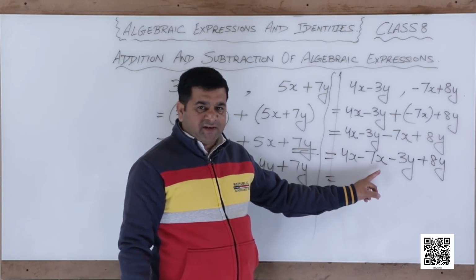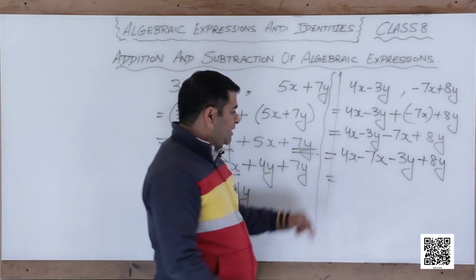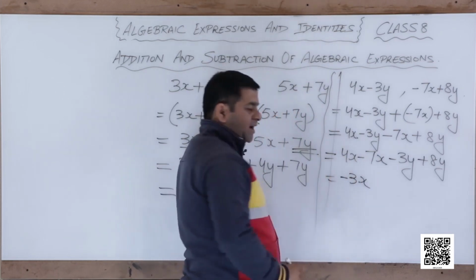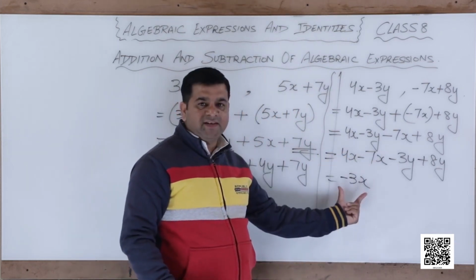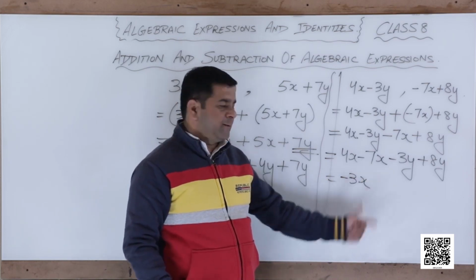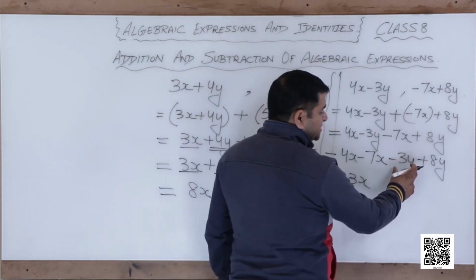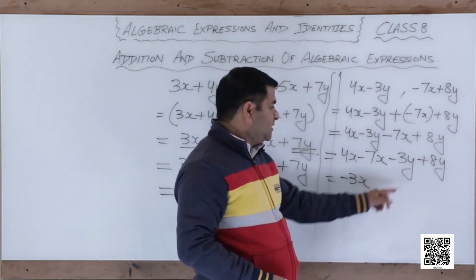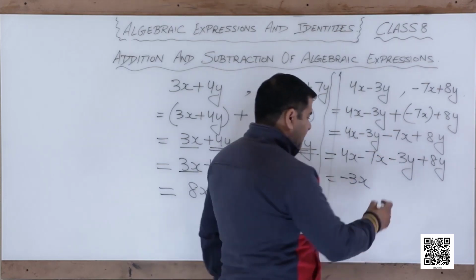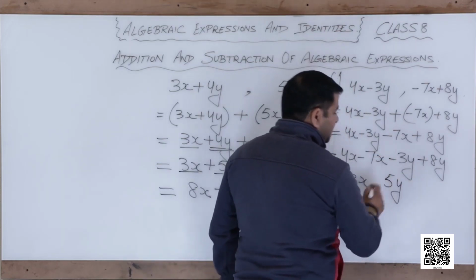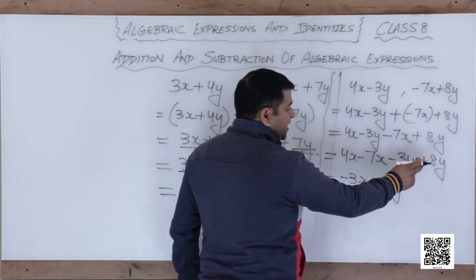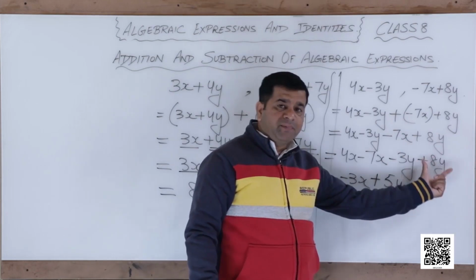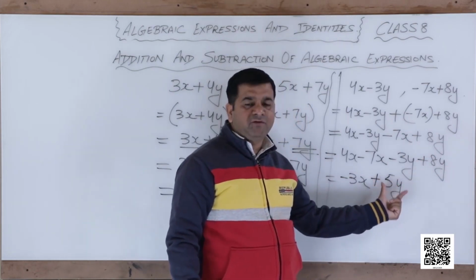4x minus 7x: plus into minus is minus, so 7 minus 4 is 3x, and the sign of the bigger term is minus. So 4x minus 7x gives us minus 3x. And this is minus 3y plus 8y. So minus plus is minus, 8 minus 3 is 5, that is 5y, and the bigger term has the plus sign, so we put a plus sign here. So minus 3y plus 8y gives us plus 5y.